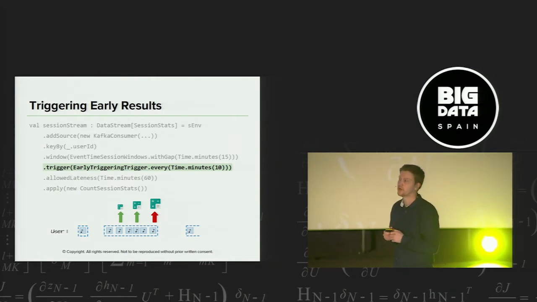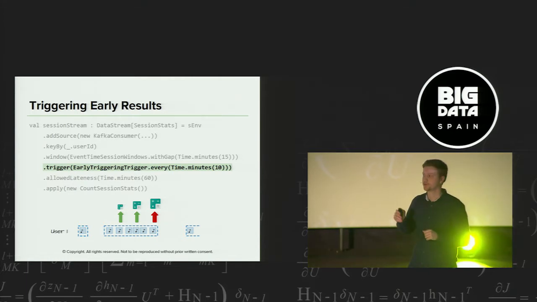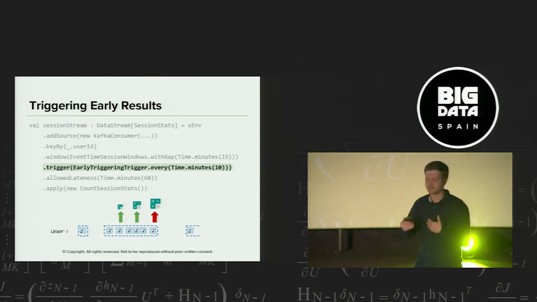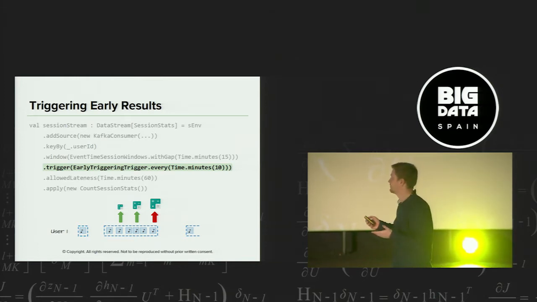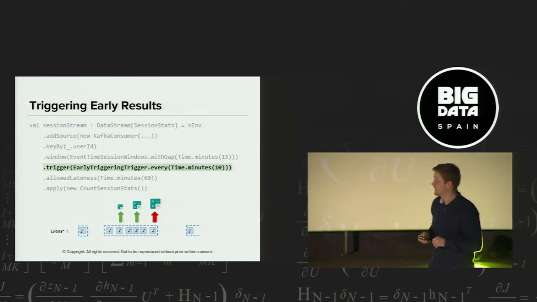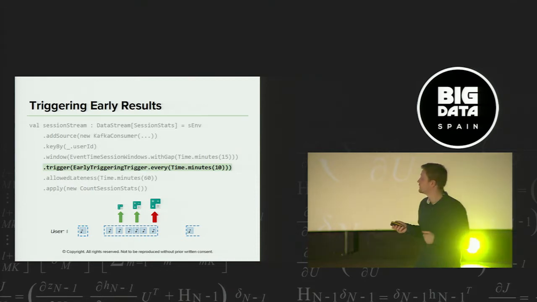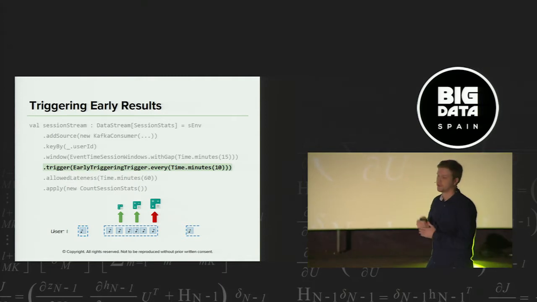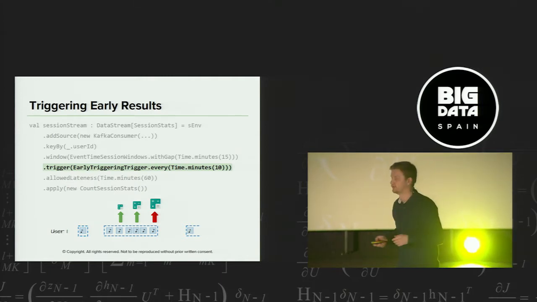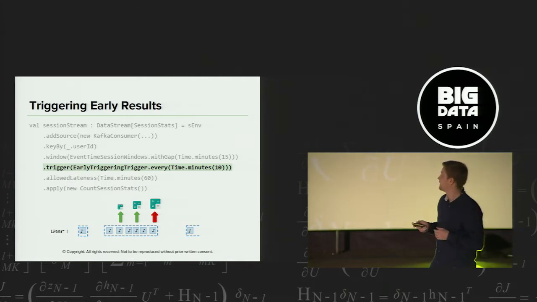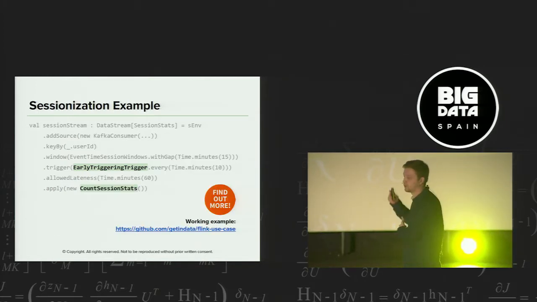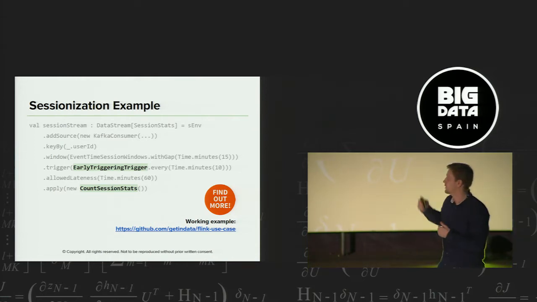Another thing that we can do is we may want to shorten the feedback loop. So, for example, we don't get the results only at the end of the session, but let's say we want to have insight in our data every, let's say, 10 minutes. So we can provide Flink with some custom implementation of trigger that will generate the intermediate data every now and then.